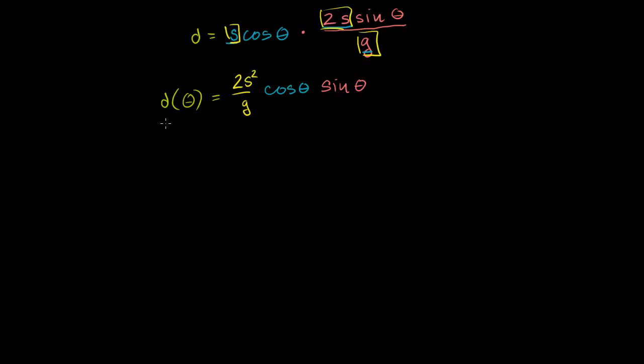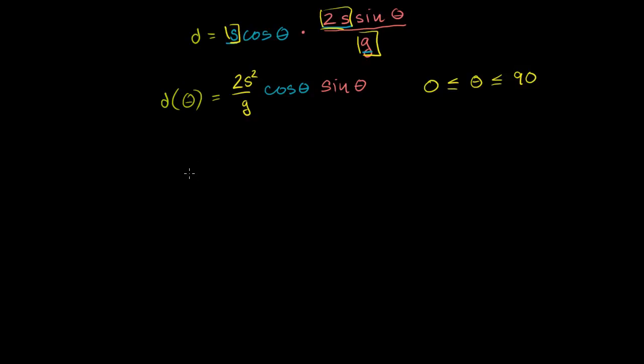Now that we have distance explicitly as a function of the angle that we're shooting the object at, we can use a little bit of calculus to figure out the optimal angle, the angle that's going to optimize our distance. And since we only care about angles from 0 degrees to really 90 degrees, let's constrain ourselves. So theta is going to be greater than or equal to 0 and less than or equal to 90. So let's see how we can do it.